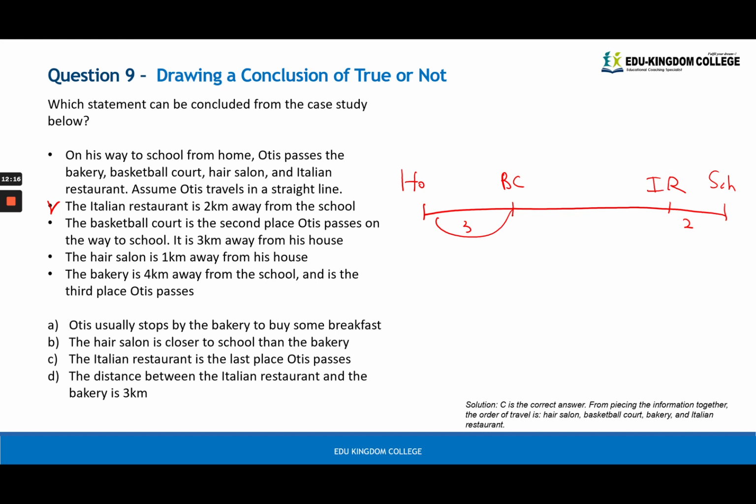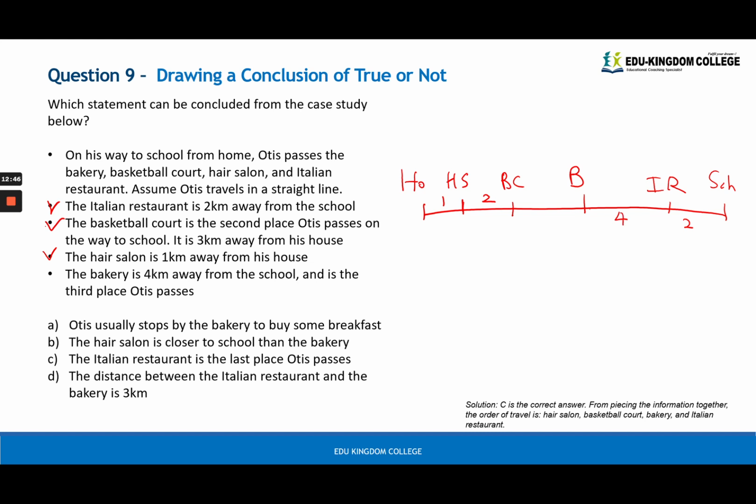The hair salon is 1 kilometer from his house. So you know this middle one must be the hair salon, and this is 1 kilometer. I'm going to rub this out and write 2 kilometers here to make it clear. You know that part is done because there was only one before the basketball court. All right, the bakery is 4 kilometers away from school and it's the third place Otis passes. So he passed 1, 2, so it must be here. The bakery is 4 km from school. So this must be 4 km.